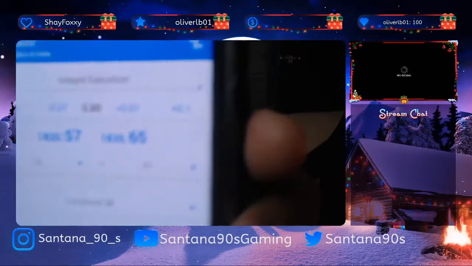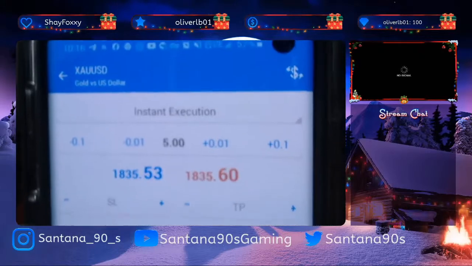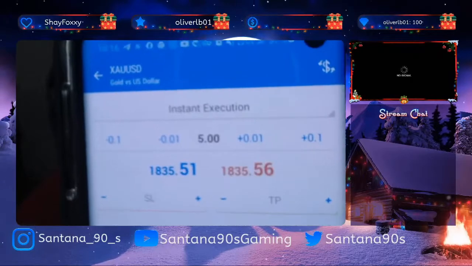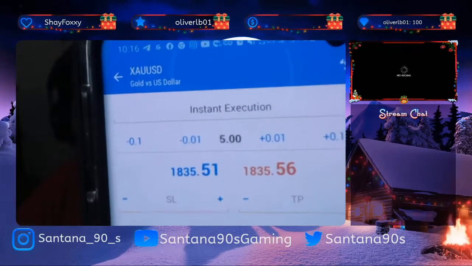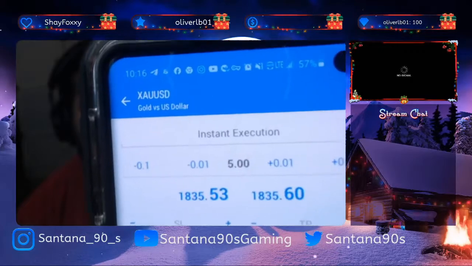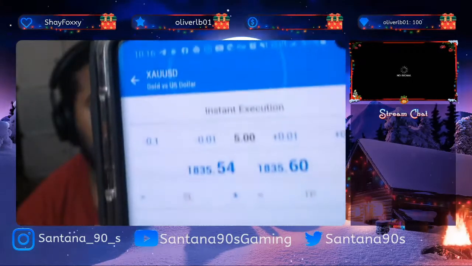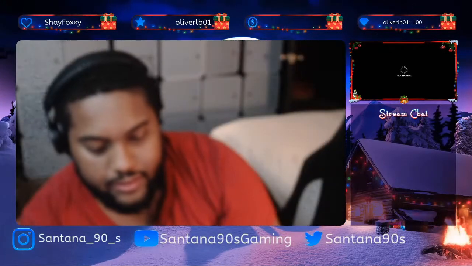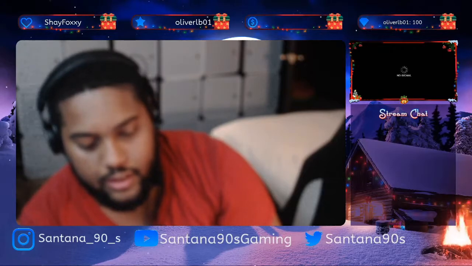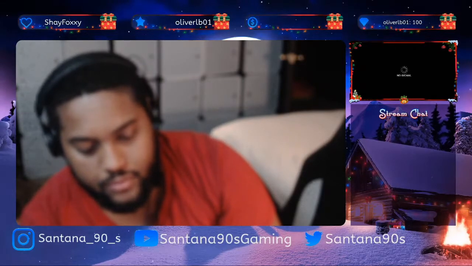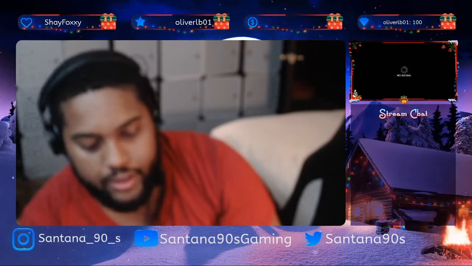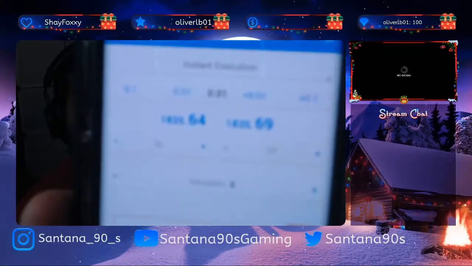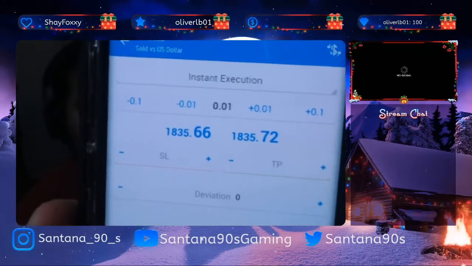Let me see if you see it. Okay, you see it right there. You see where it says 5.00? That's the lot size. I could change that. Look, the lowest trade I could put in is a 0.01. See, the lowest I could put is that 0.01.